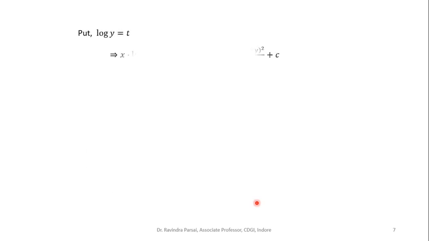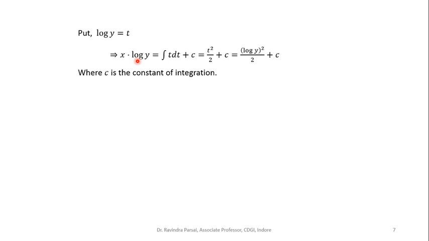Now for solving this integral, put log y equal to t, then substituting this you will get t dt. So what is the integral of t dt? It is t square upon 2 plus some constant of integration c. So what is the value of t? It is log y whole square upon 2 plus c. So this is the desired answer of your linear differential equation, where c is the constant of integration.